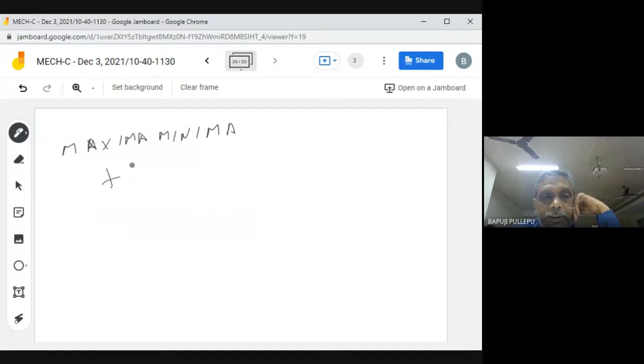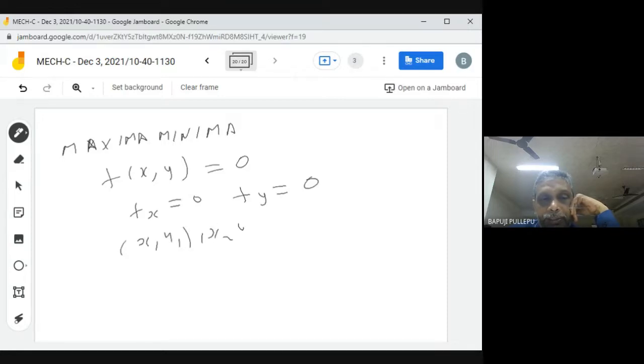They will give f(x,y). So first, what will you do? Find fx equal to 0, then fy equal to 0. You will get a bunch of points (x1, y1), (x2, y2), (x3, y3), and so on. Then what will you do? First step is to check whether rt minus s square is greater than 0 at these points. Correct?